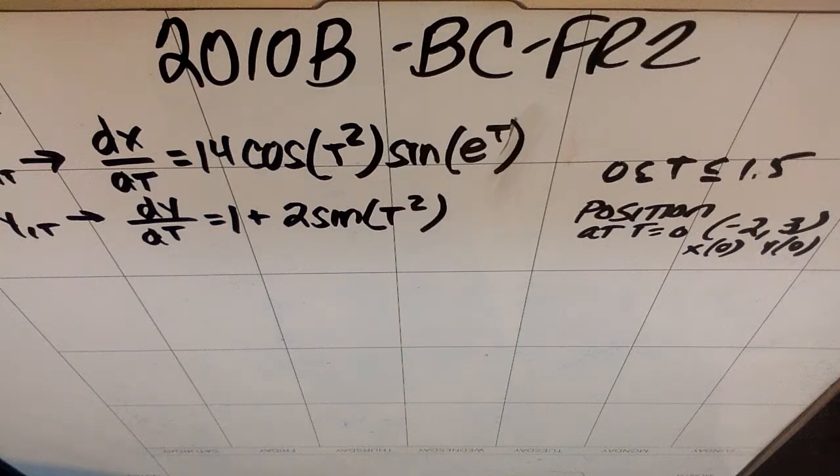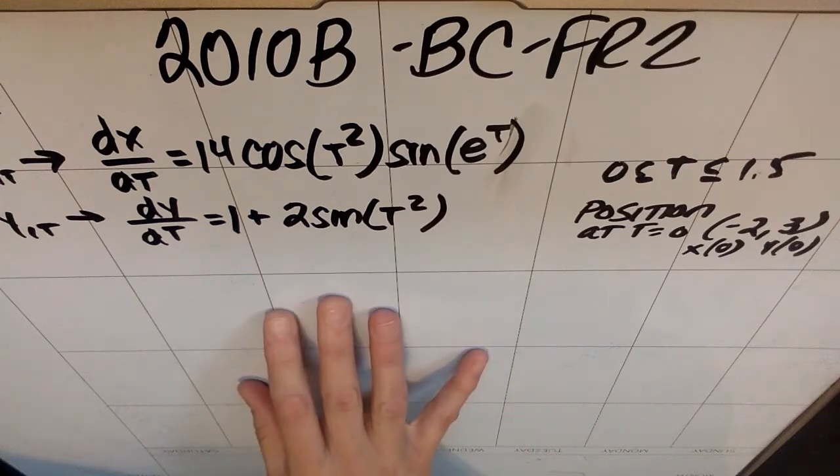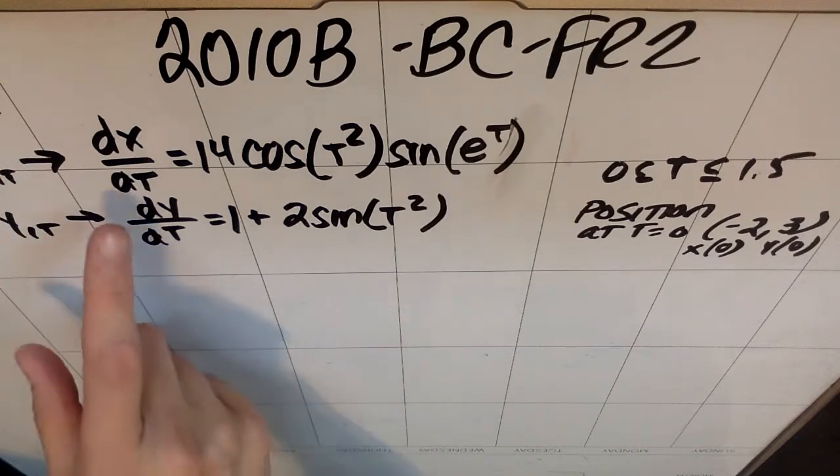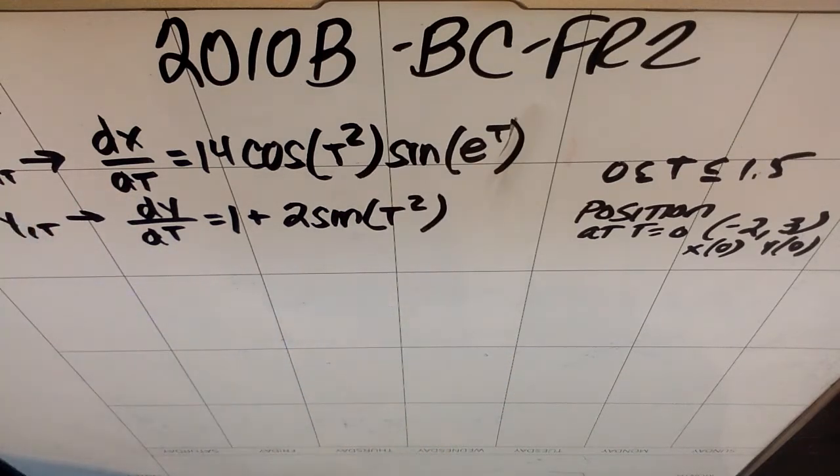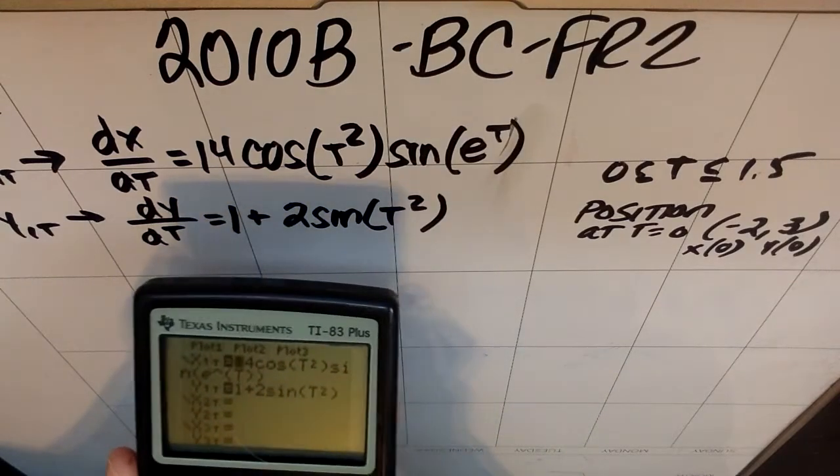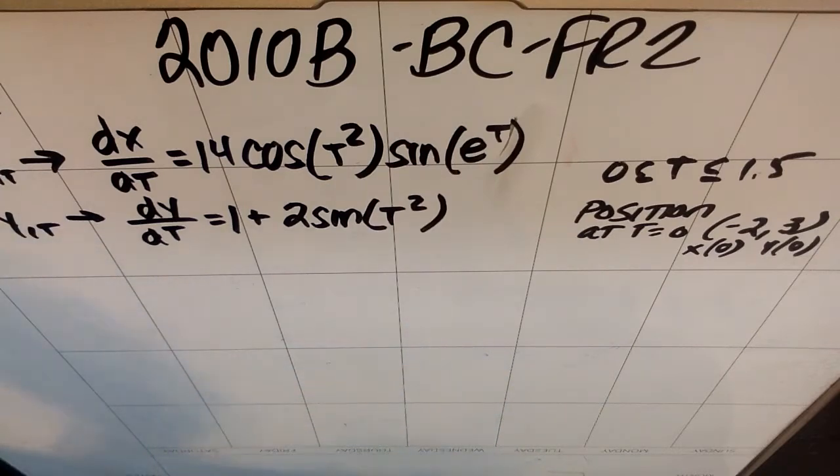Back at AP Review. This is 2010, Form B, BC free response number 2. The velocity vector of a particle moving in the plane has the components given by these two parametric equations. I already put dx/dt in as my x1t in the calculator, and I put dy/dt in as my y1t in the calculator. This is for t values between 0 and 1.5 inclusive.